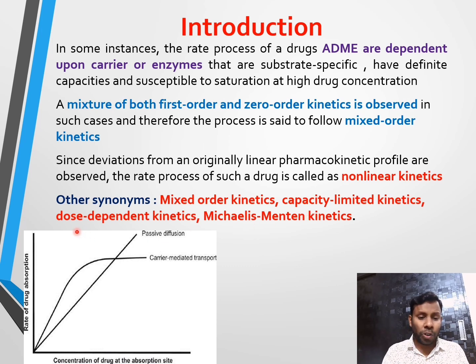Then why is it called dose dependent kinetics? Because at high dose, at multiple dose, we will see this non-linear pharmacokinetics. This non-linear pharmacokinetic profile will be observed at high dose or at multiple dose. Hence, it is called dose dependent kinetics. Then why is it called Michaelis-Menten kinetics? Because these non-linear pharmacokinetics are best explained by the Michaelis-Menten equation. Hence, it is called Michaelis-Menten kinetics.